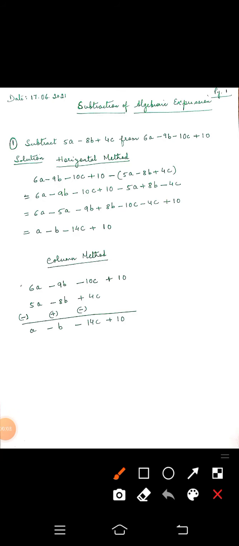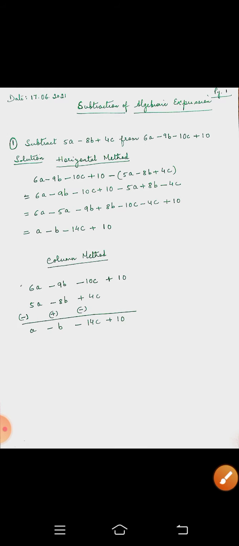Hello students, let us continue with algebraic expressions, subtraction of algebraic expressions. Just like addition, you have two methods to follow: the horizontal method and the column method. Let us do the horizontal method first.